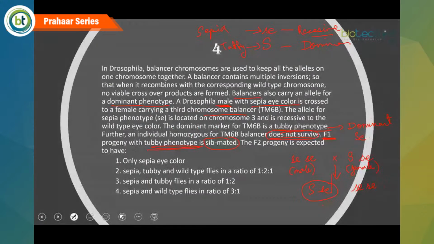So here the answer will be option 3: sepia and tubby flies in the ratio of 1 is to 2.